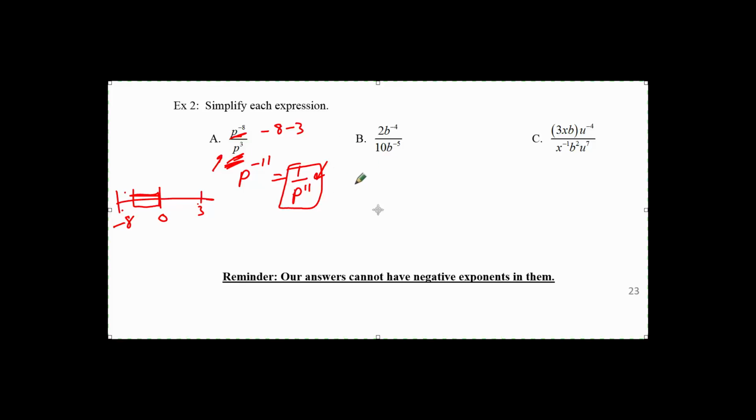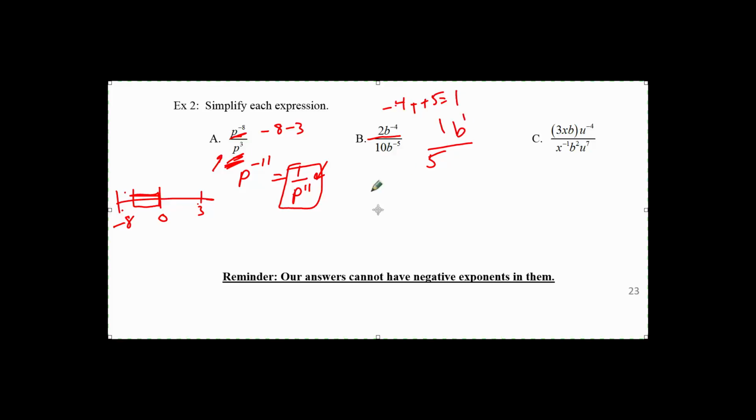Alright, so let's do a couple more examples. Don't forget that when you're dividing numbers, you're just dividing numbers. 2 goes into 2 one time, 2 goes into 10 5 times. So what do we do with this b to the negative 4 and negative 5? If we subtract top to bottom, it would be negative 4 minus a negative 5. These cancel out, and I get 5 minus 4, which is 1.